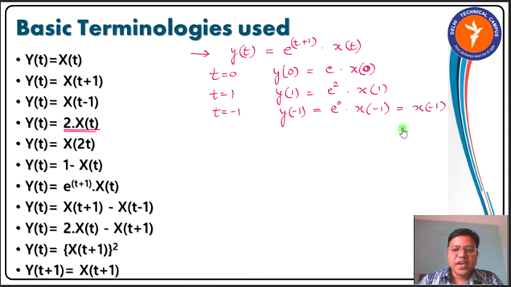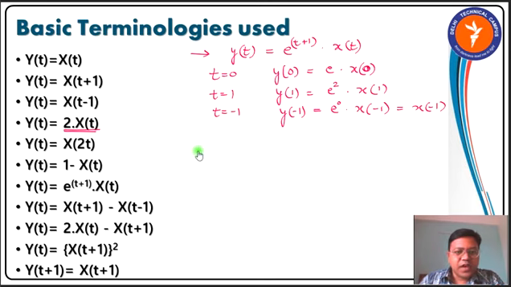Now this equation is again stating that output at t equal to minus 1 is dependent on input at t equal to minus 1. That means the present output is equal to present input, or present output is dependent on present input. Over here also present output was dependent on present input. Though the magnitude is varying, the dependence of output on the input is only on its present inputs, not on its past and future.